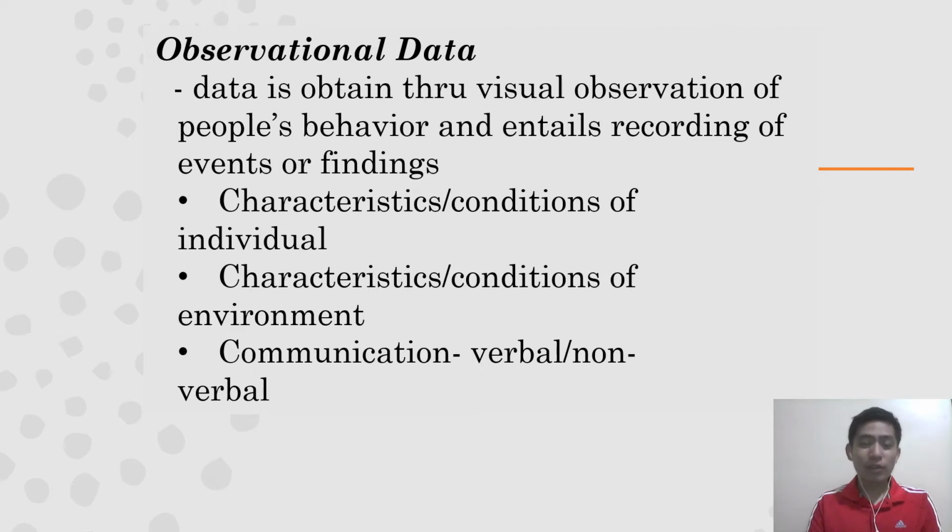Observational data, however, is data obtained through visual observation of people's behavior. It entails recording of events or findings, characteristics or condition of an individual, characteristics and condition of the environment, and non-verbal and verbal communication. The observational data is preferably used by a phenomenologist or a qualitative researcher.